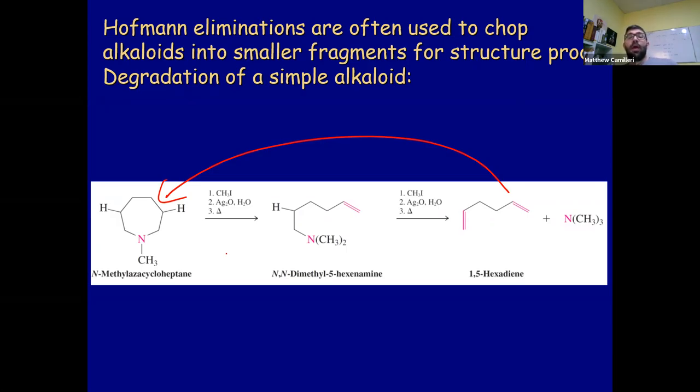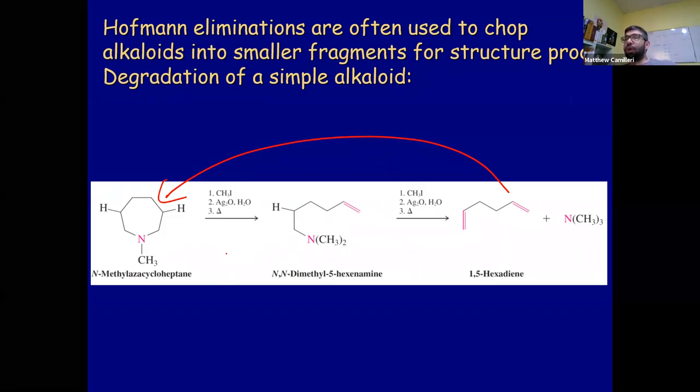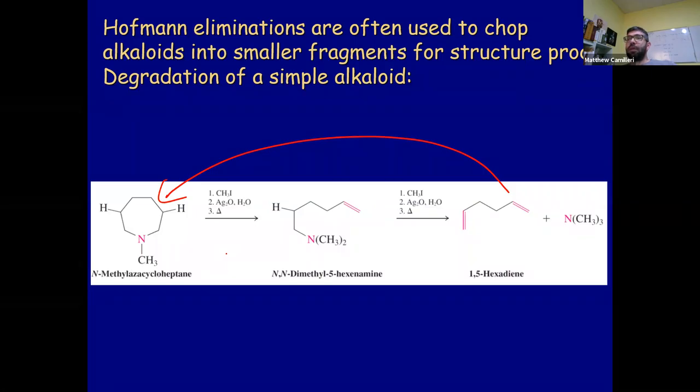Now, of course, you do need to make the amine first. And the amines are not the easiest chemicals to produce normally. So I would like to note that immediately. Amines are not normally the easiest compounds to produce.